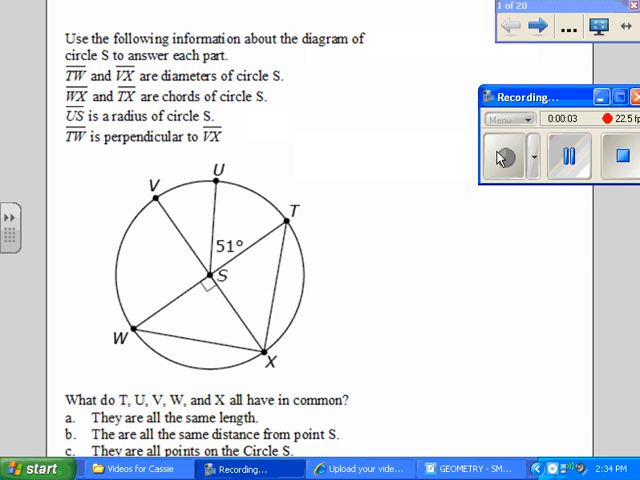This is problem number 1 from your geometry section. You'll have 10 geometry problems, or will have already had probably. All right, so this is a really complicated picture of a circle. It says use the following information about circle S.